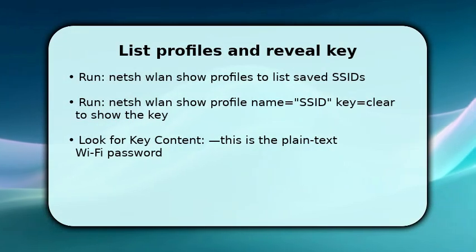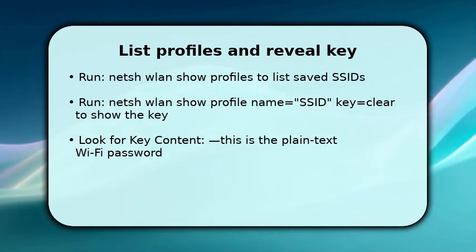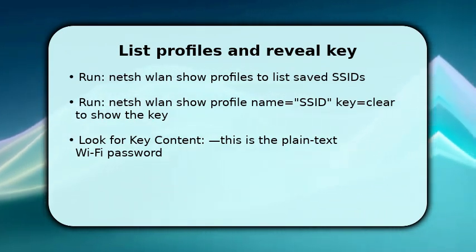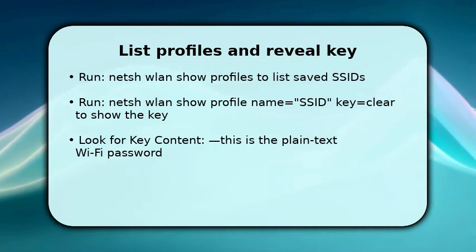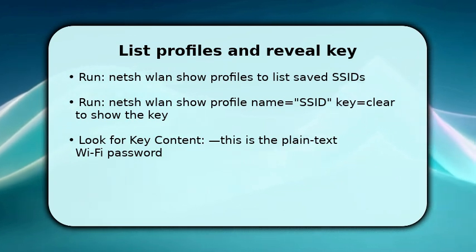Next, list profiles with netsh wlan show profiles. That shows the exact SSID names Windows stores. Pick the target SSID and run netsh wlan show profile name=SSID key=clear. Make sure to include quotes if the name has spaces.